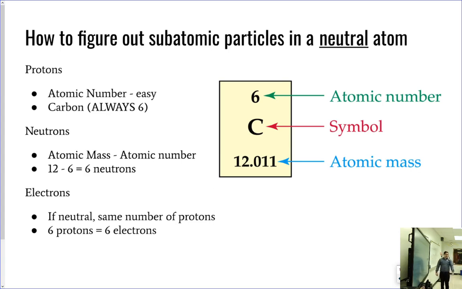So if you look at carbon, on every periodic table ever in existence, 6 is written at the top. That's because carbon always has 6 protons. How do you figure out the neutrons? Well, the protons and the neutrons are the only things that have mass. So if my mass in total is 12, rounded, and 6 of that is the protons, well, 12 minus 6 gets you your neutrons.